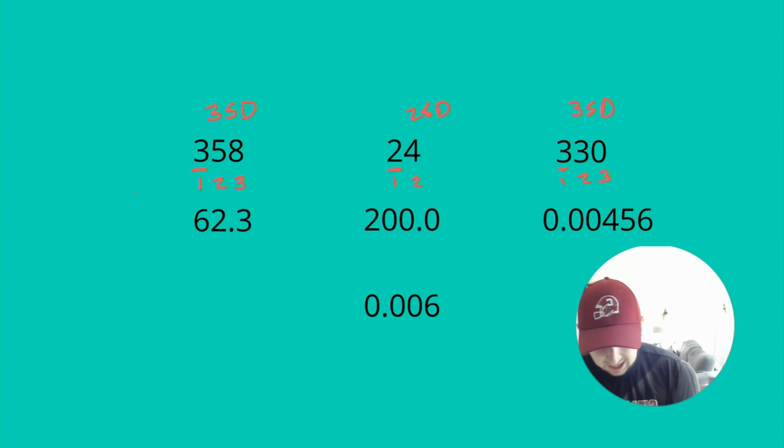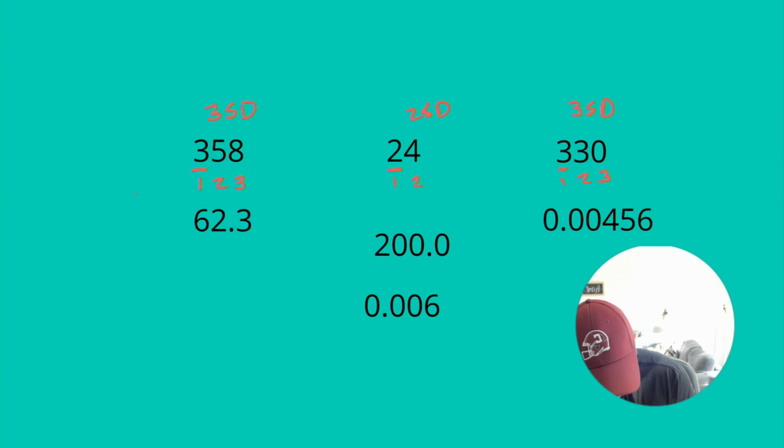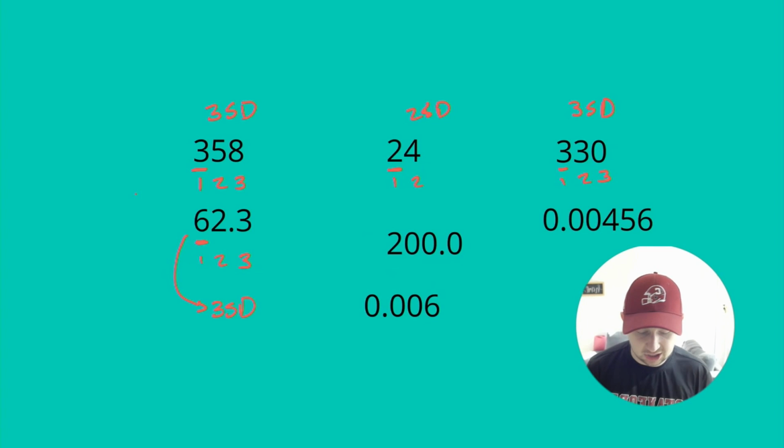Now, what happens when a decimal gets involved here? Let's move this down so we get a little bit more separation. Oh well. We start from the first non-zero here. We count 1, 2, 3. Even with this decimal here, this is our third one. So this guy here has 3 significant digits.